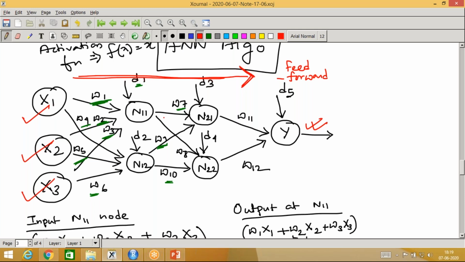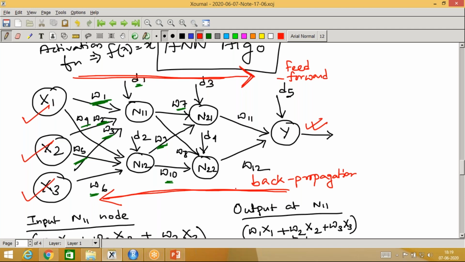So Arun Babu has sent a private message. I am answering that. Okay, so feed forward, and when we optimize, we start from this side to this side, and that's why it is called back propagation.